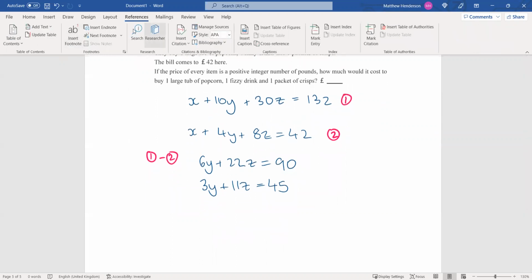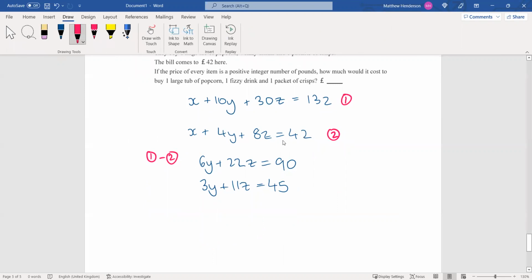Now, before we get started with enumeration, I can spot that we've got a factor of 3 here. I know that 45 is in our 3 times table. I can also see that 3Y is going to be a multiple of 3, because anything times by 3 is a multiple of 3. So therefore, that tells me that 11Z has to also be a multiple of 3. And that clearly doesn't come from the 11. So therefore, we know that Z is a multiple of 3.